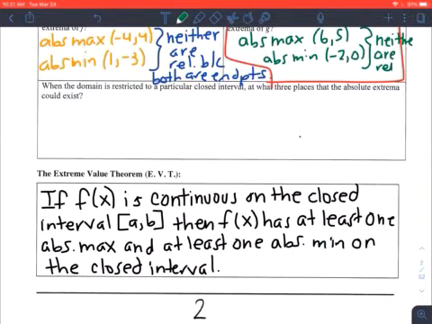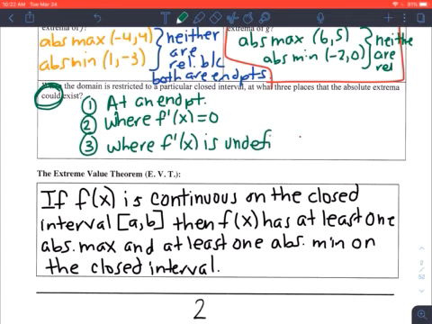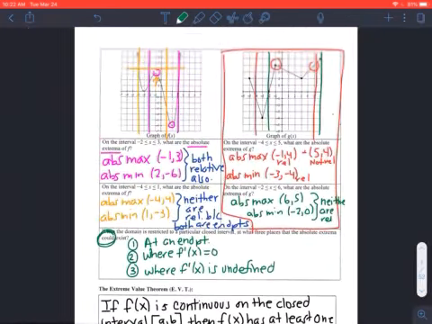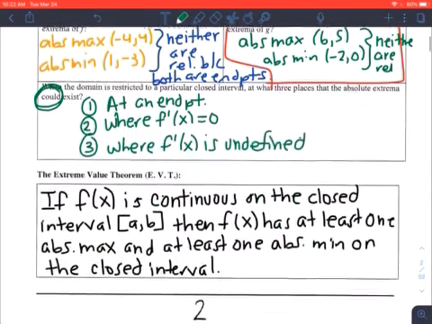So, at what three places could the absolute extrema exist? Our first answer is at an endpoint. Our second is when we have a relative max or a min, and that is where the derivative equals 0, or where the derivative is undefined. Because remember, on this example on the right, the derivative does not exist at these places right here because it is a corner. It's too sharp to find the tangent line there.